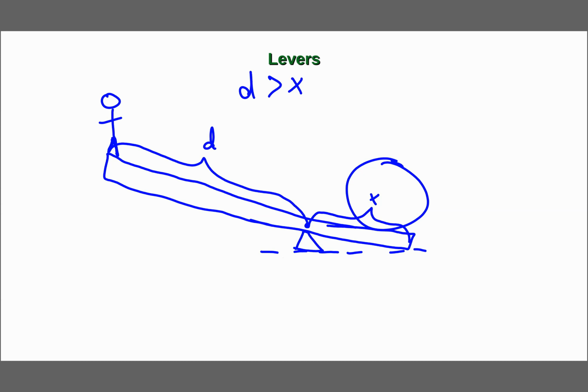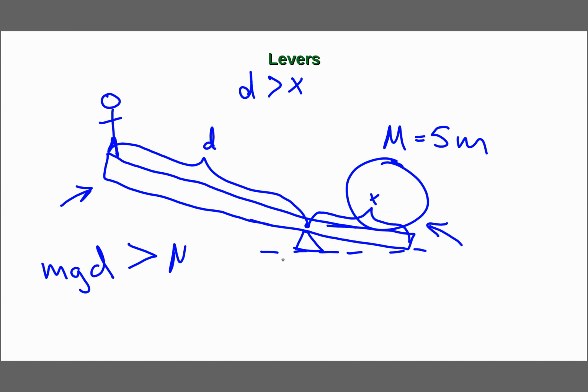So, just as an example, let's say that this m is equal to 5 times my mass. Then what I want to do with this is have the torque on this side be greater than the opposite torque that this object applies to this side. Okay? So I want mgd to be greater than mgx. Okay?